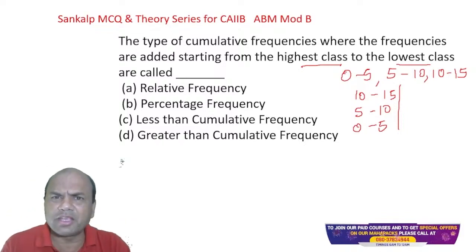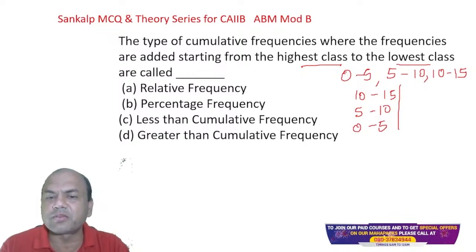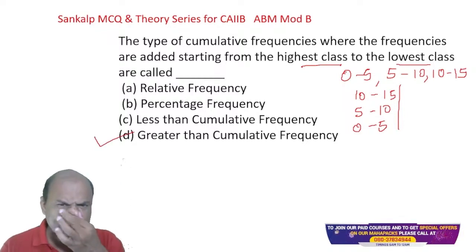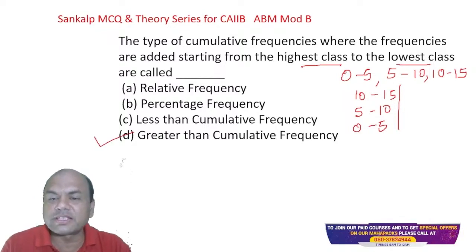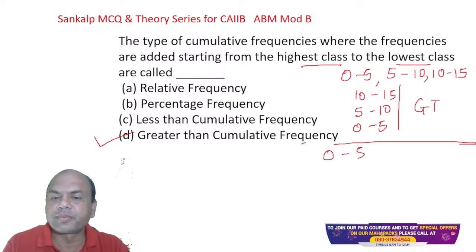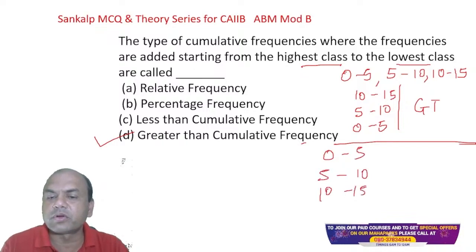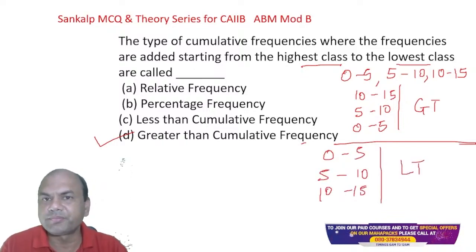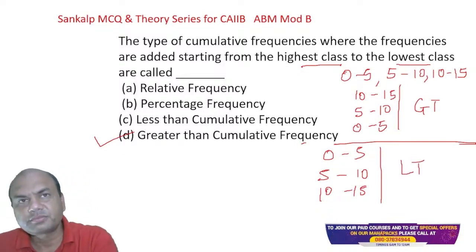Name itself, the name is enough. Where is it starting from? It is starting from the highest one. So that's why it is greater than. If you are arranging it in this way, this is greater than, I'll write GT over here. And if I arrange it like this, 0 to 5, 5 to 10, 10 to 15, then I get less than, LT. Got it clear?